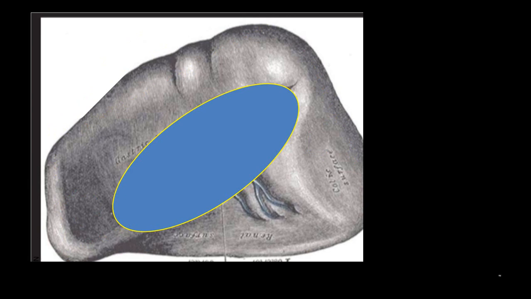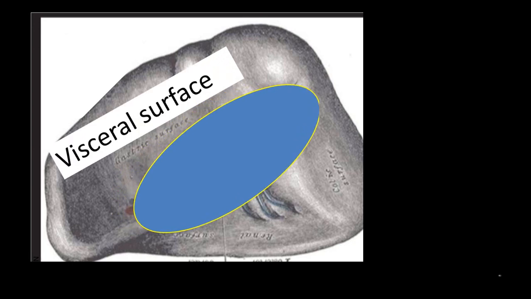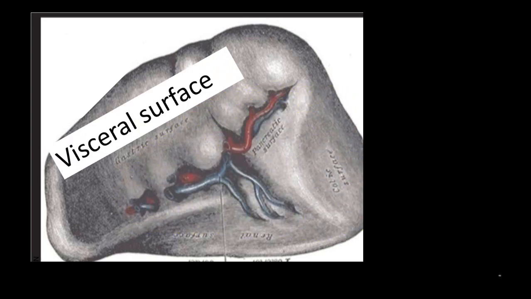Hilum of the spleen is present on the visceral surface of spleen. It is here where structures either enter or leave spleen. The structures which enter the spleen at hilum are splenic artery and its terminal branches, sympathetic nerve fibers. Structures which leave at the hilum are splenic vein and lymphatics.